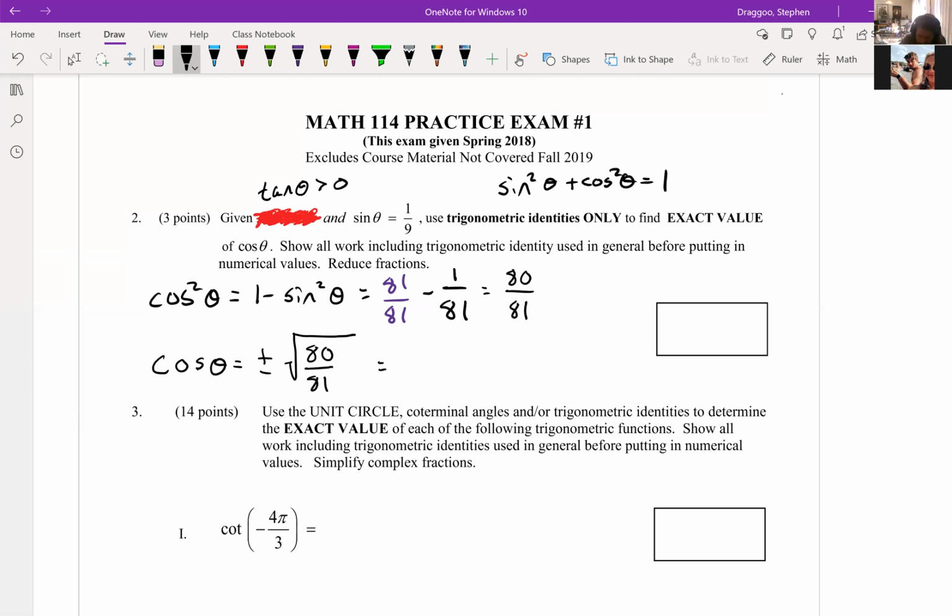And if we look back up at that given information, sine of theta is positive and tangent of theta is positive, which must mean that we're in quadrant 1. So we'll take the positive of the plus or minus choice, and we'll simplify that square root as much as we can. 80 is 4 times 20, or 8 times 10, which is 16 times 5. 16 is a square number, so that can come out. This will be 4 square root of 5 divided by 9.